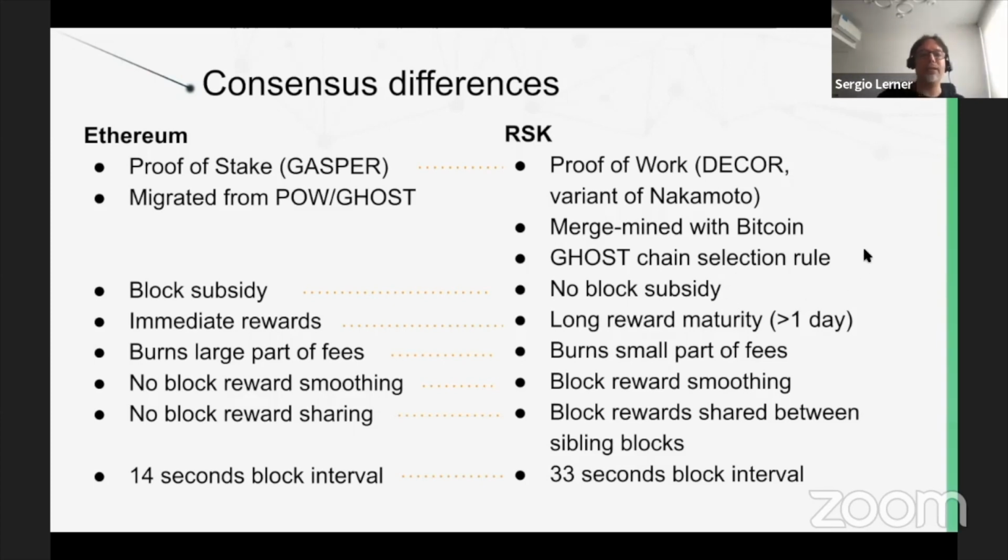Ethereum has switched to proof of stake. We've obviously stayed on proof of work. We use the DCore protocol, which is a variant of Nakamoto consensus. It is merged mined with Bitcoin, and it is using the Ghost chain selection rule, same as Ethereum before switching. We don't have a block subsidy. Well, Ethereum does have a block subsidy.